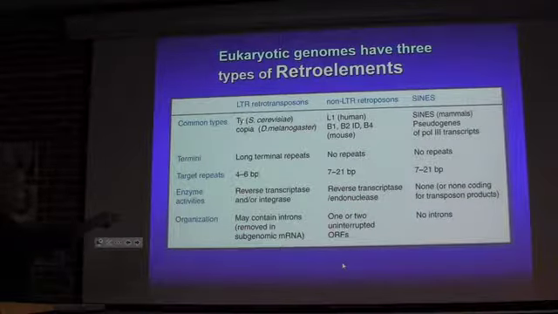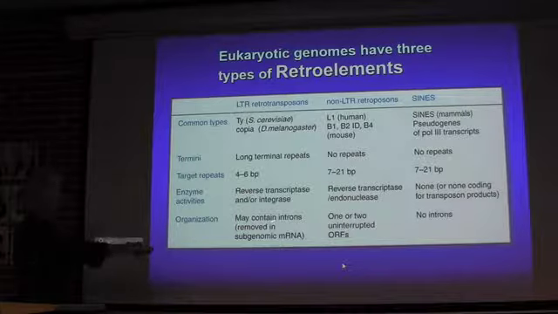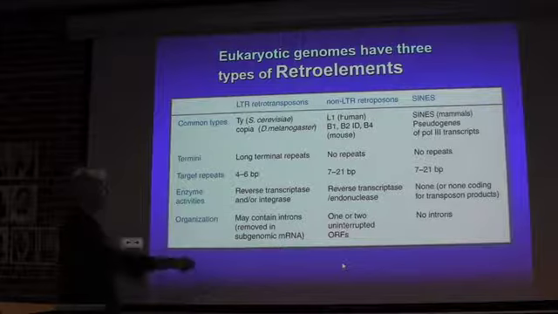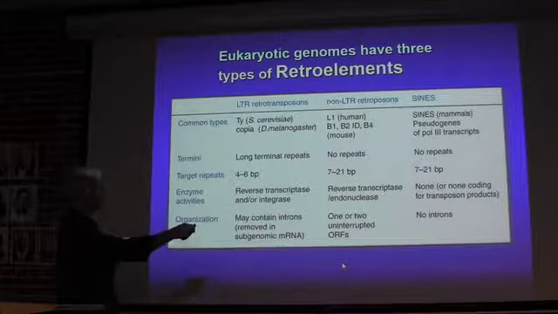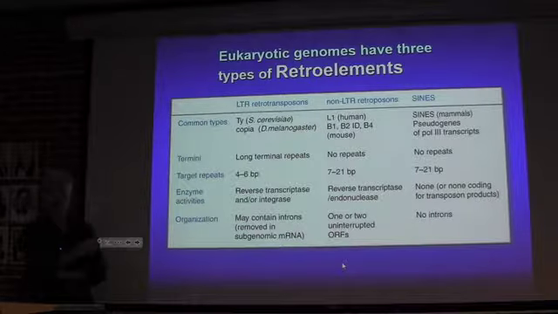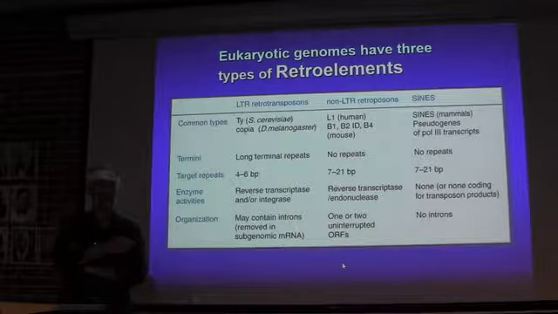But you have these examples, long terminal repeats. The target repeats. This is the repeat it makes in the target when it jumps. They have reverse transcriptase and/or integrase. Some contain introns, even. So the other class, these are the LINEs. Another name for a LINE would be long LTR-less retroposon. L1 is an example in humans. In mice, the LINEs are quite active.